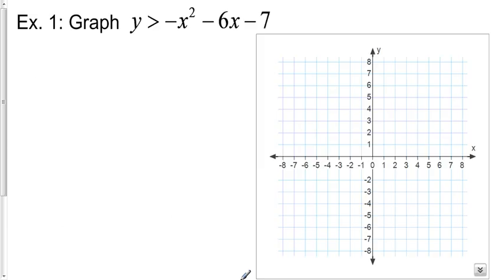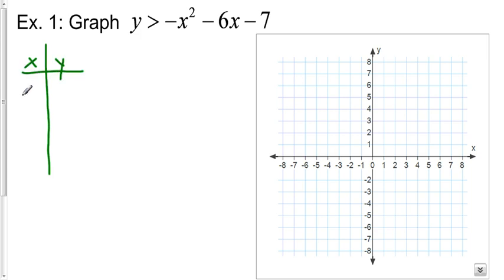Here's one that we can try. We're going to graph y is greater than negative x squared minus 6x minus 7. If I had a graphing calculator, I would just type this in, and remember that if you scroll all the way to the left of y equals, you can actually put in the greater than sign and have the calculator show the shaded region for you. I don't have a graphing calculator right now, so I'm going to do this by hand, and I'm going to create an x and y table.